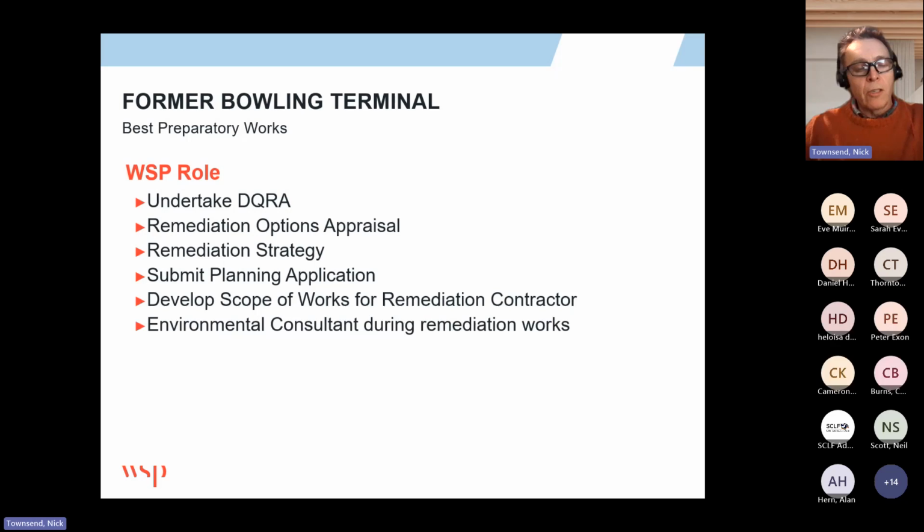So, like a good consultant contractor, we undertook the traditional elements: DQRA, remediation options appraisal, prepared a remediation strategy, submitted the planning application, produced a scope of works for the remediation contractor to cost and work against, and acted as environmental consultant during the remediation works.